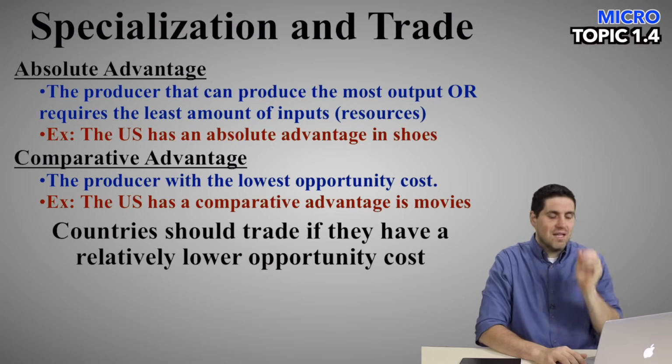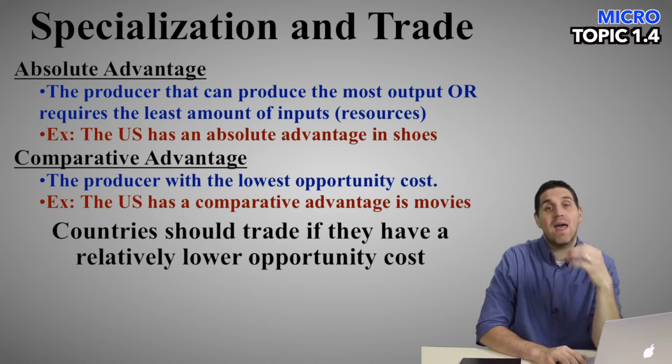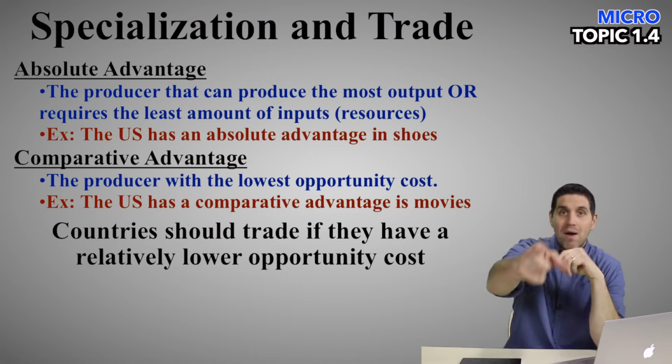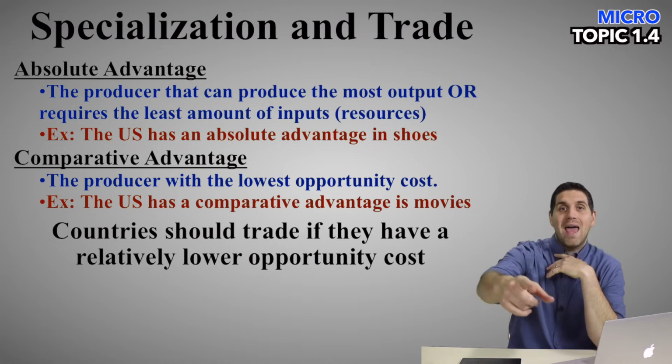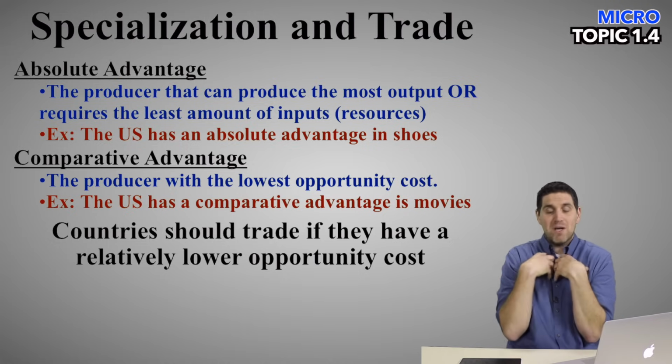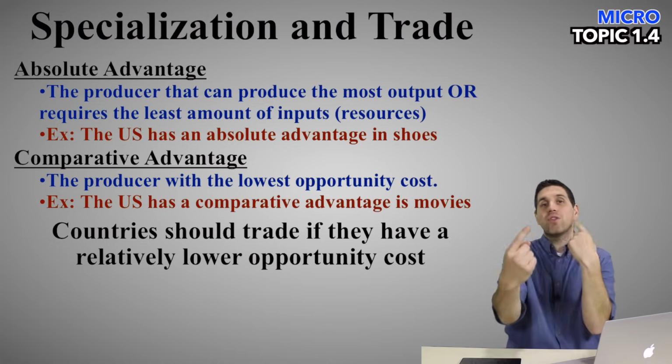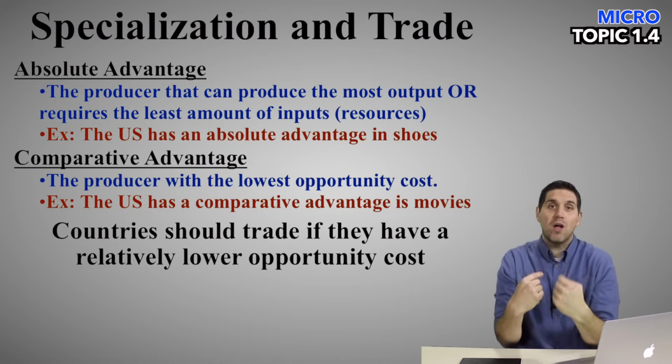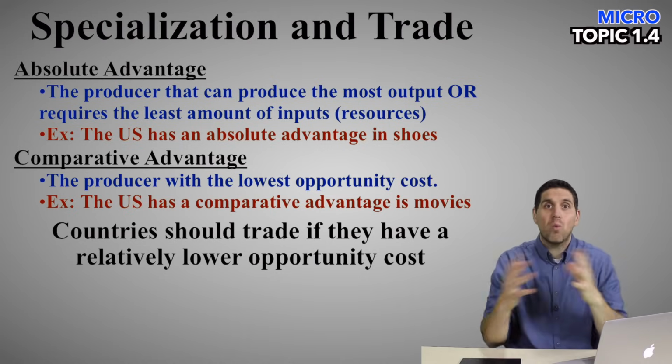The idea here is that countries should specialize and trade when they have a comparative advantage. If you're better at producing something than I am, and I'm not as good at producing that thing, and I'll specialize in the thing that I'm really good at, we both can trade and we can both benefit, right? So I'll trade you the movies, you trade me the shoes, we both walk away happier.